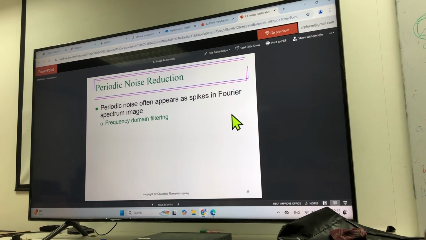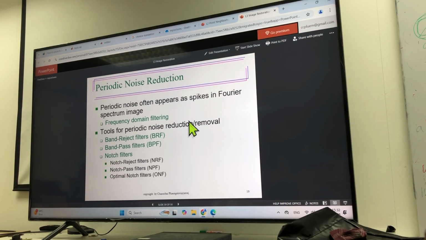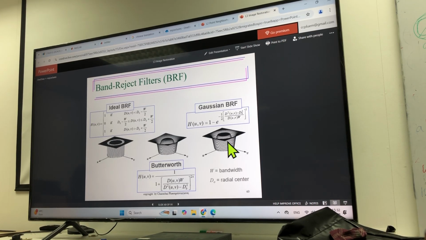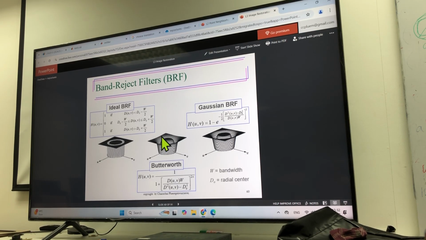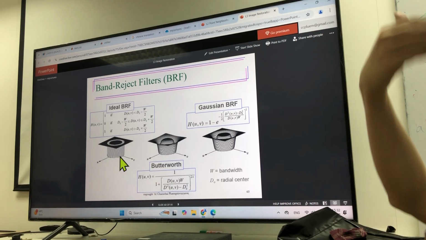Now we're going to get rid of the periodic noise in the Fourier domain. In the Fourier domain we could have a band reject filter, a band pass filter, or a notch filter. Here there are 3 different kinds of filter we can use. We could use ideal. Band reject means you reject the whole band, so it's a circle here. You reject it, so you make it 0, and it's an abrupt change from 0 to 1 or 1 to 0.